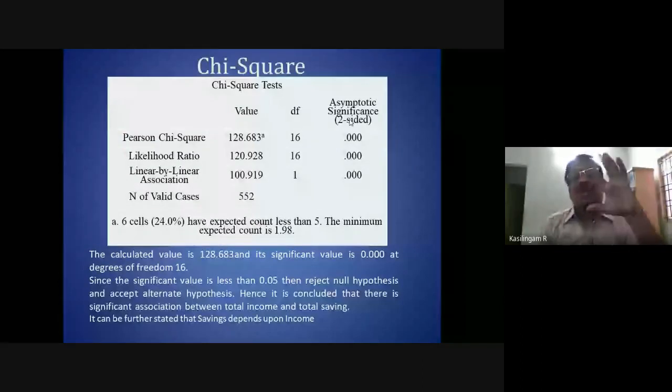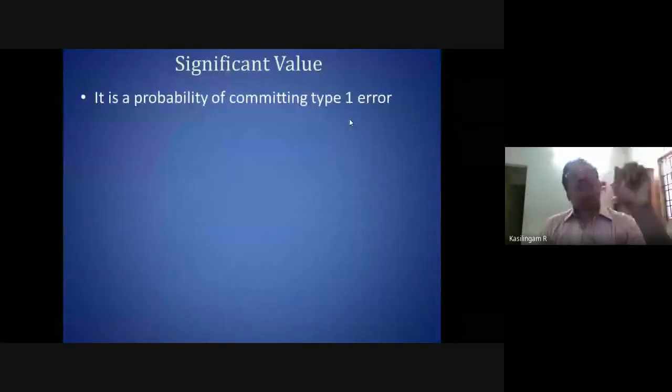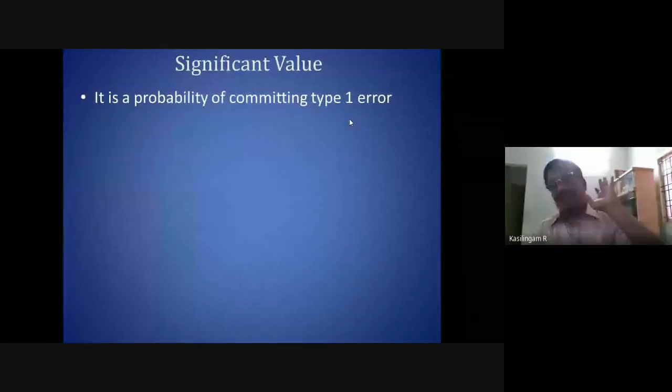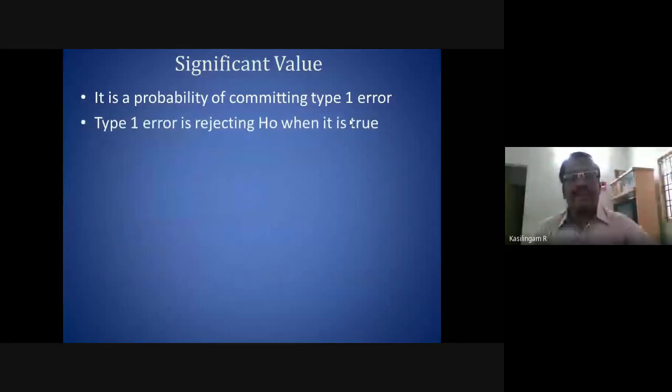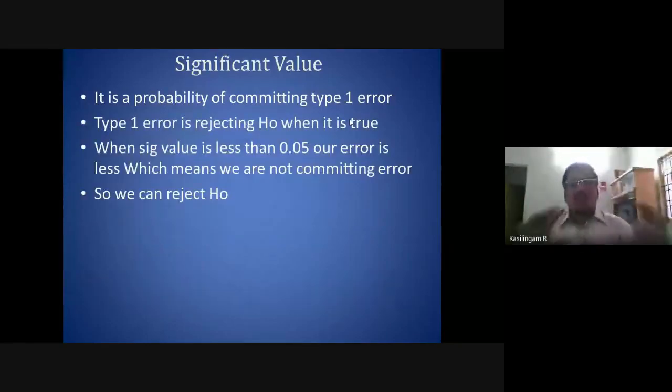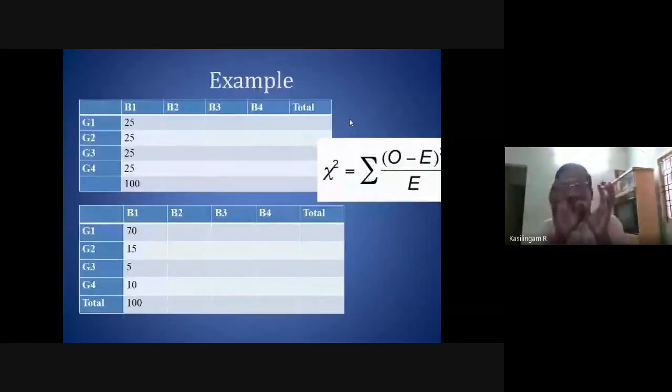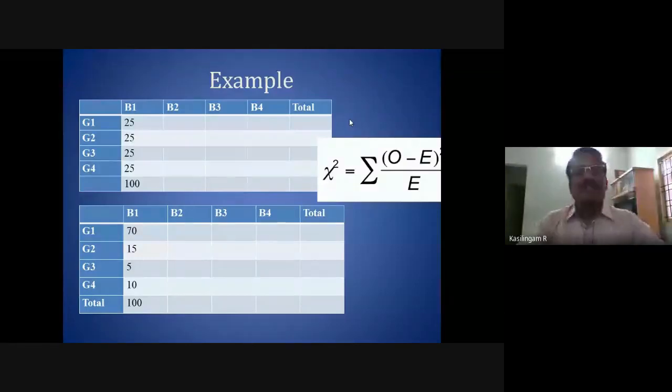Okay. So I have explained what is the significant value, what we have to do with the significant value. That is over. Now I am going to explain what you mean by association, what is that chi-square value, all these things. Right. Very good.